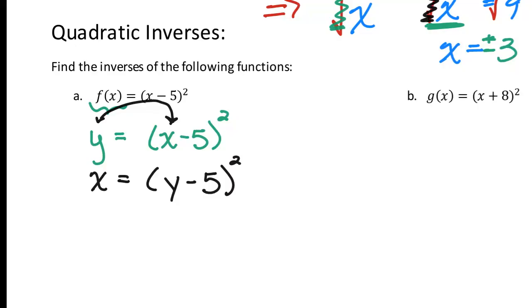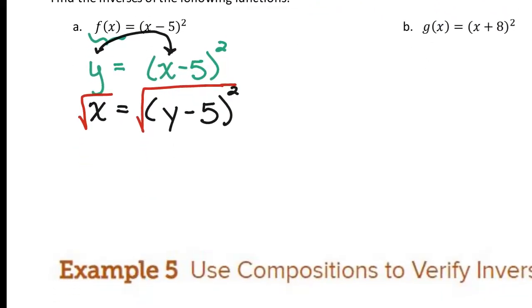The only way I can do that is by taking the square root. So I'm going to take the square root also of this x. When I do that, I cancel and get rid of the square root. I get rid of the squared, and my parentheses are going to leave. So I'm left with y minus 5 is equal to the square root of x.